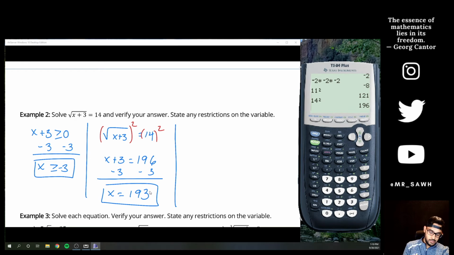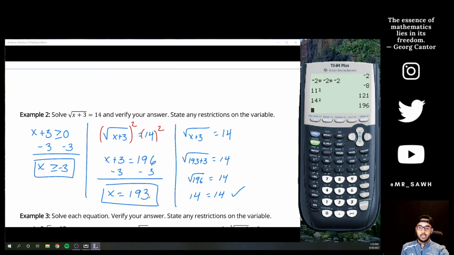We'll verify it as well. Okay, so the square root of x plus 3 equals 14. So put that number in for x. So the square root of 193 plus 3 is equal to 14, which is the square root of 196. 14 is equal to 14, and all is good. Okay, so it does work.